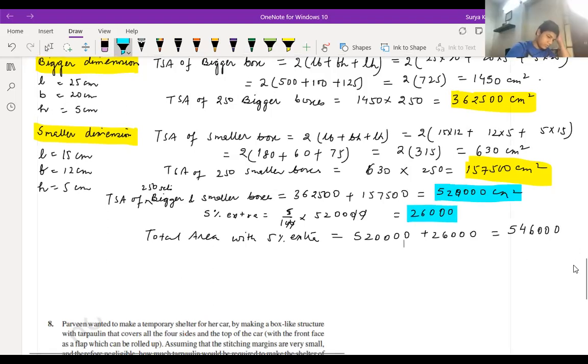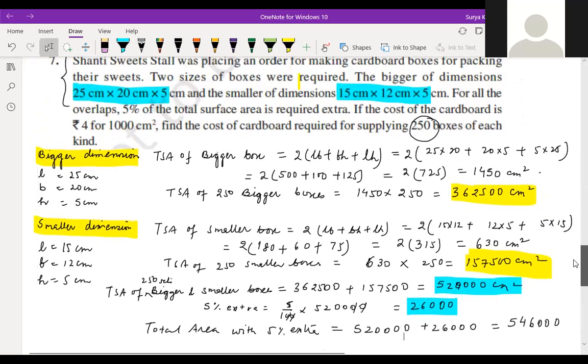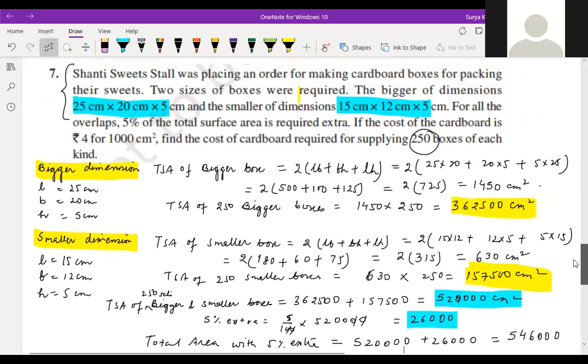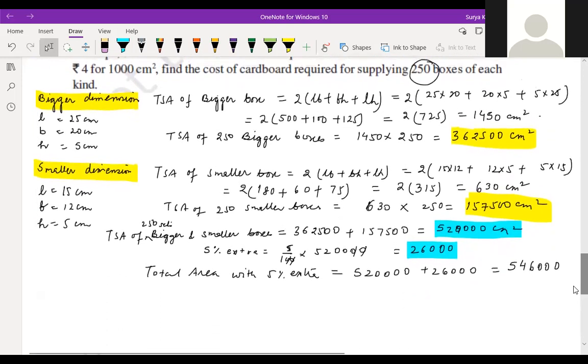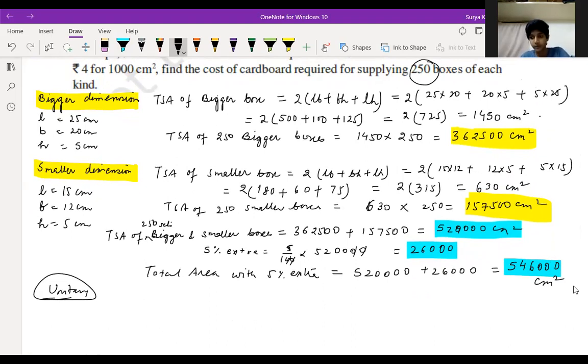So here we got the extra part and they're asking to find the cost of cardboard. Now see, 4 rupees for 1000 centimeters square is the cost. This is the total area of the boxes, right? So you can use the unitary method. For 1000 centimeters square we are getting 4 rupees, right?